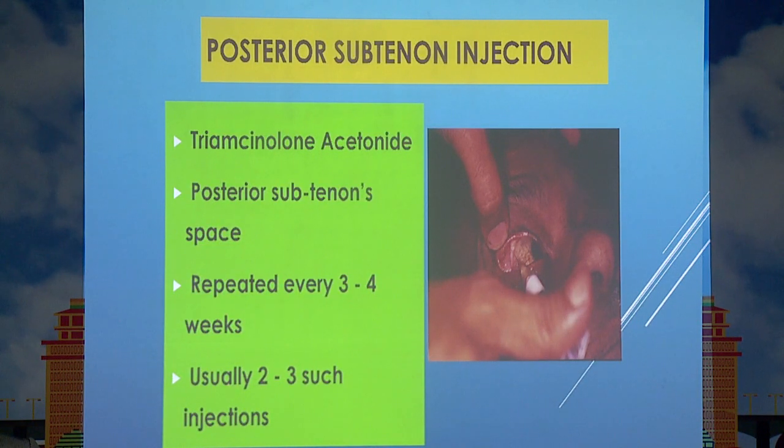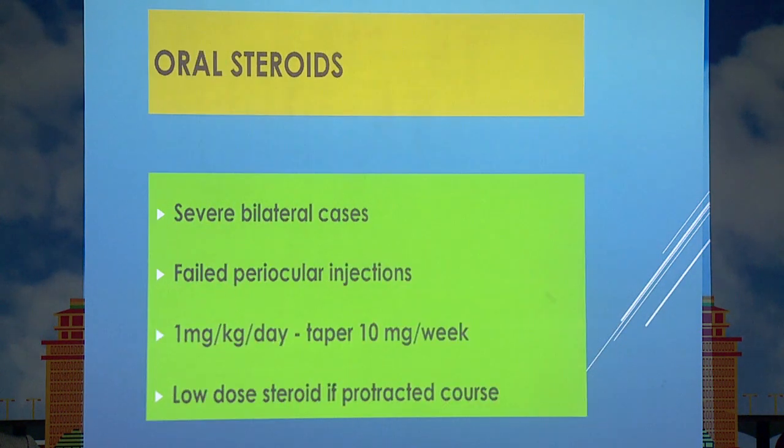Usually you use triamcinolone acetonide posterior subtenons, and we can repeat this every month. Usually 2 to 3 injections will be sufficient for any such cases. The oral steroids are indicated only in severe bilateral cases and where the failed periocular injections don't give any result. Usual dosage is 1 mg per kg of body weight, tapering 10 mg every week. You can use a low dose steroid if there is a protracted course and it needs to be continued over a prolonged period.